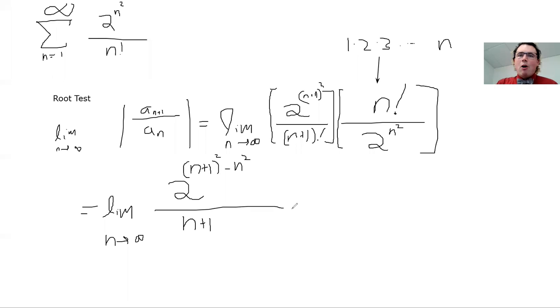Now, I'm almost ready to evaluate this limit. Let me clean up the formula for that exponent. Denominator is going to be n plus 1. Numerator, I'll have 2, and it'll be raised to the power 2n plus 1. So all I did was I FOILed out this exponent and I canceled my n squareds.